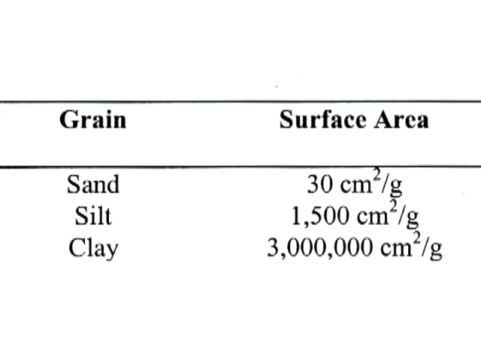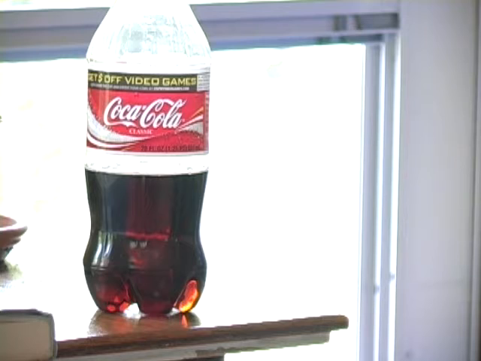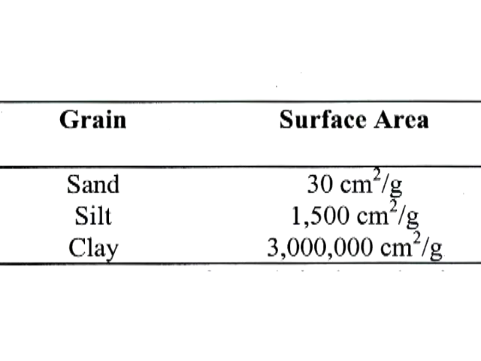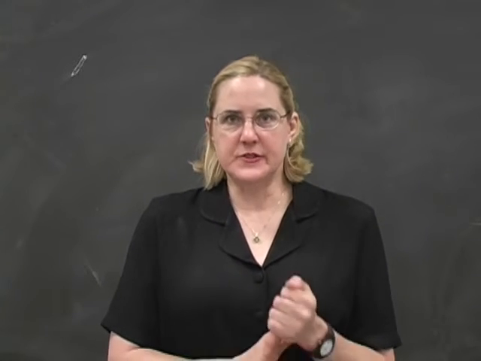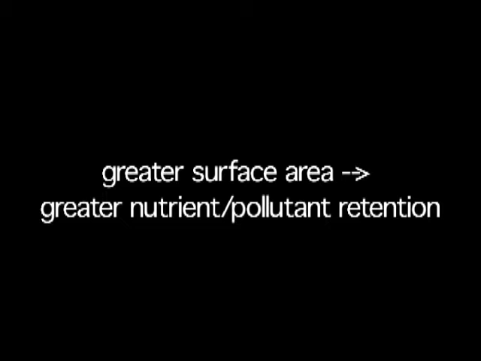Now, sand has a surface area of about 30 centimeters squared per gram, and a gram is about a quarter of a teaspoon. If you filled up a Coke about halfway full, that would be about the surface area of sand. So you can imagine that when you get to clays, it's like 3 million centimeters squared per gram. What's important about the surface area is that the more surface area you have, the more easily water or pollutants or nutrients can be attached to that surface area. There are very small little forces that hold molecules to the edges of these grains, and if you have more edges and surface, you're going to have more of these attachments.